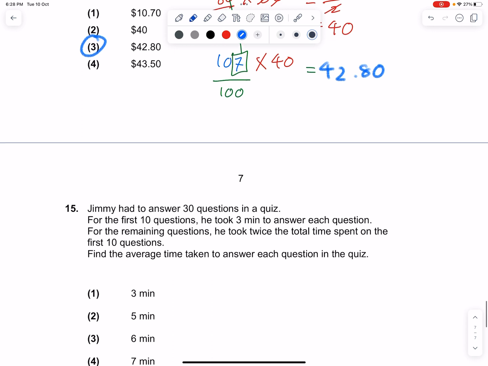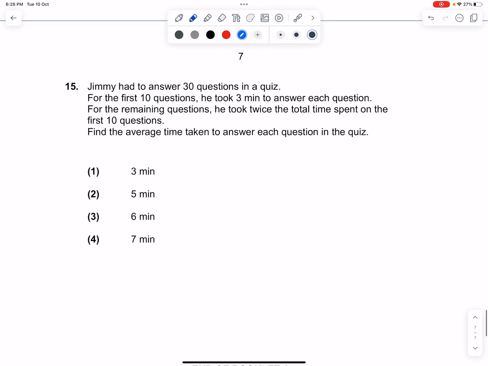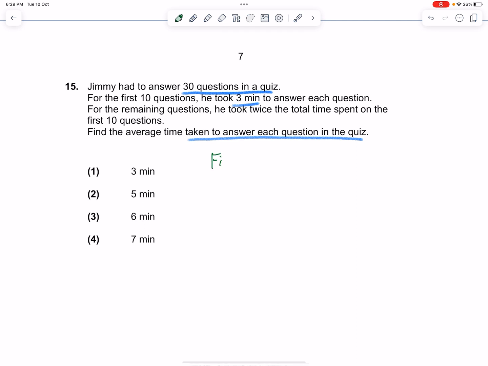Next, Jeremy had to answer 30 questions in a quiz. For the first 10 questions, he took 3 minutes to answer each question. For the remaining questions, he took twice the total amount of time spent on the first 10 questions. Find the average time to answer each question in the quiz. So to do this, we need to find out the total amount of time taken. For the first 10 questions, he took 3 minutes each, so 3 times 10, that is 30 minutes.